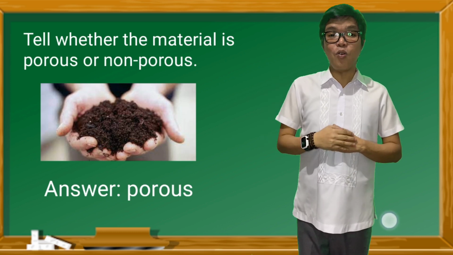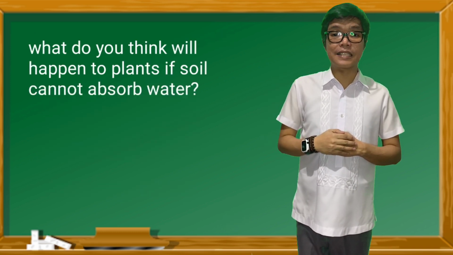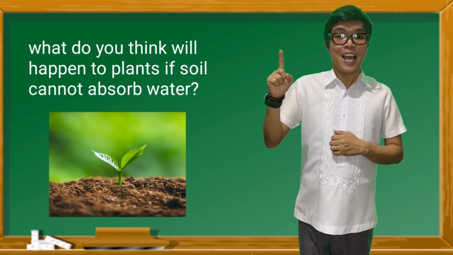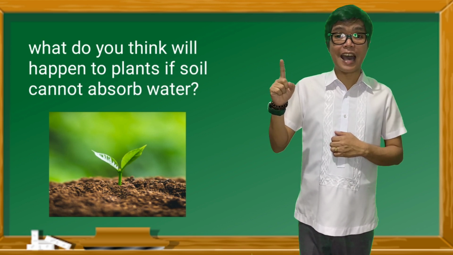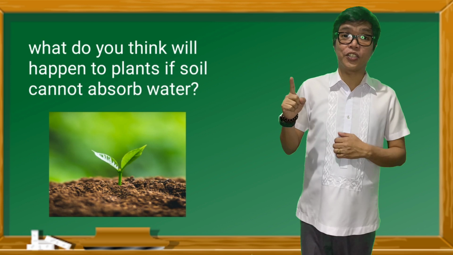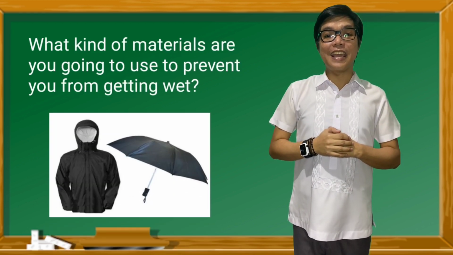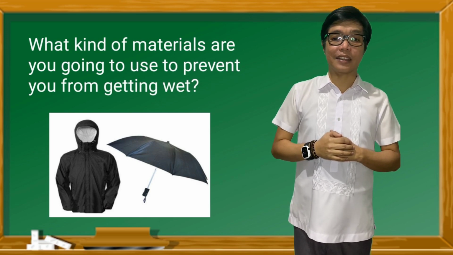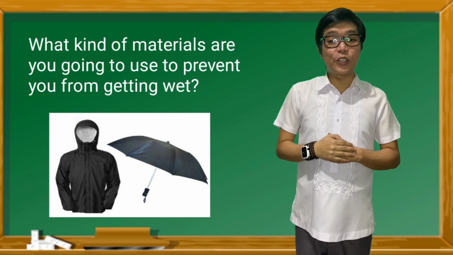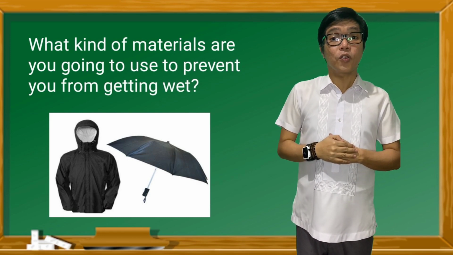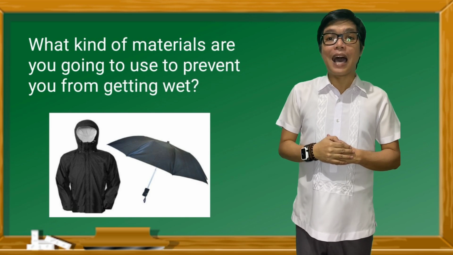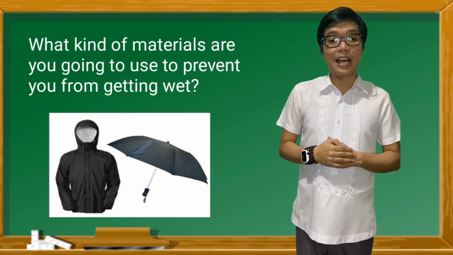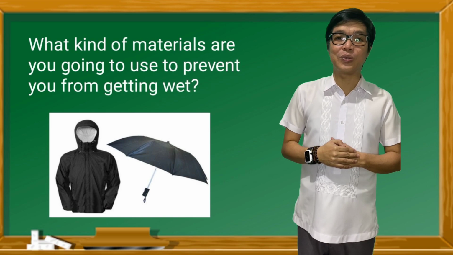Great! Now, what do you think will happen to plants if soil cannot absorb water? That's right! Plants will not grow and will die if soil cannot absorb water. During these rainy days, what kind of materials are you going to use to prevent you from getting wet? Correct! We need to use plastic umbrella and raincoat to prevent us from getting wet. Plastic umbrella and raincoat do not absorb water. Plastic materials do not allow water to pass through.